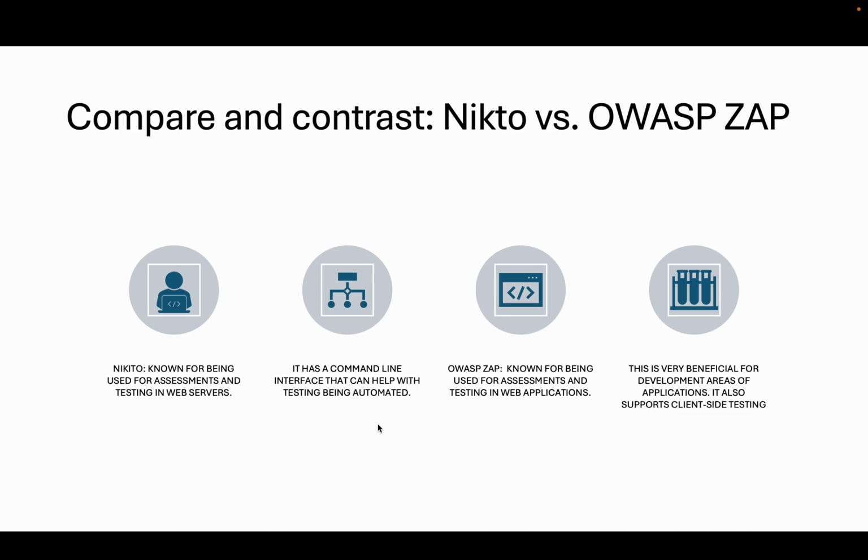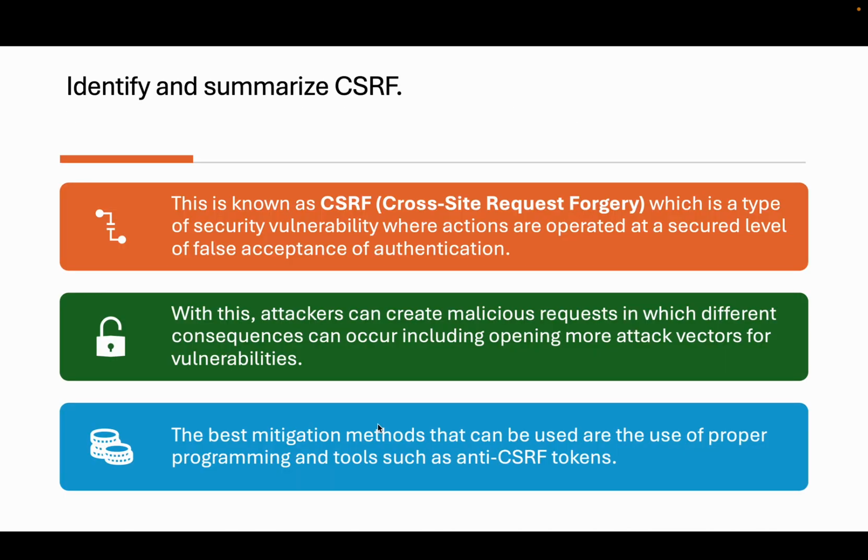OWASP is known for being used for assessments and testing of web applications. And so Nikito is more for the servers, and then OWASP is more for the applications. It's very beneficial for development areas of the applications because since it's being used for web apps, there's a lot of development in the actual cycle of it. And so it also supports client-side testing at the same time.